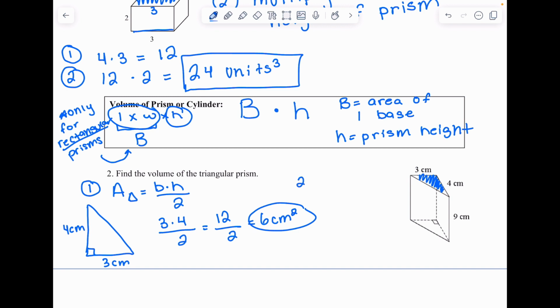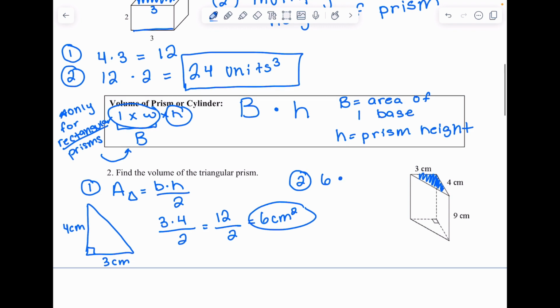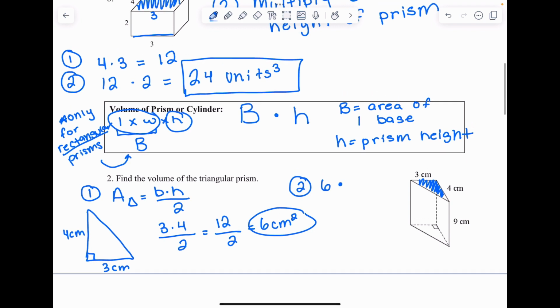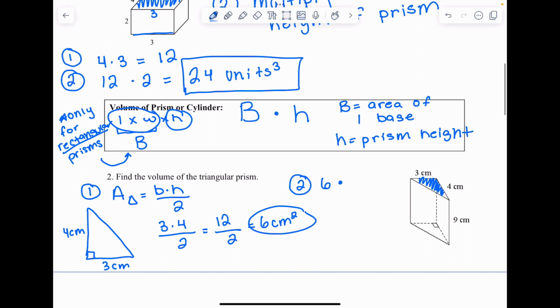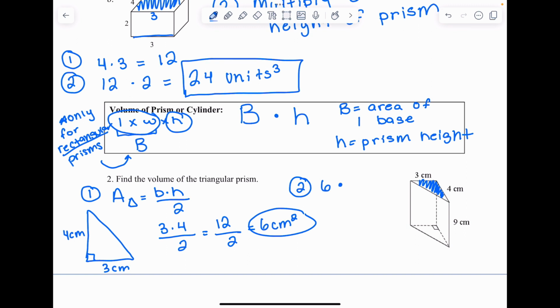And then my next step, now that I have the area of the base, is to multiply by the height of the prism. And so the prism looks like it is 9 centimeters tall, and so all I have to do is 6 times 9, which will give me a volume of 54 centimeters cubed.